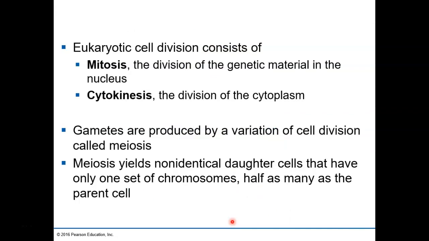So eukaryotic cell division consists of two processes. See, I'm really proud of that joke there. Mitosis, which is how we divide the genetic material, and then cytokinesis, the division of the cytoplasm.